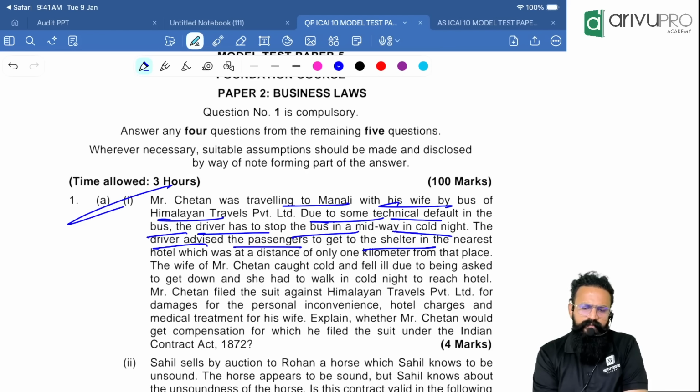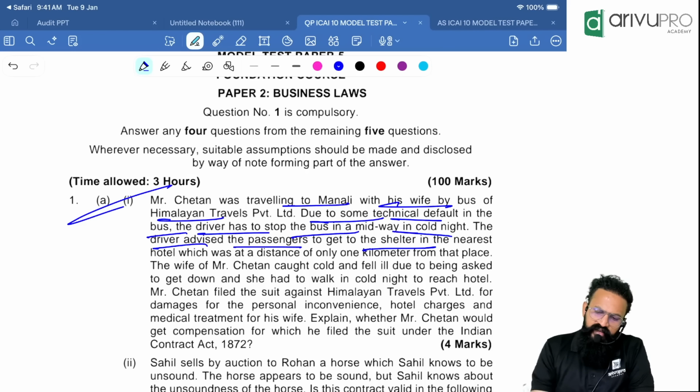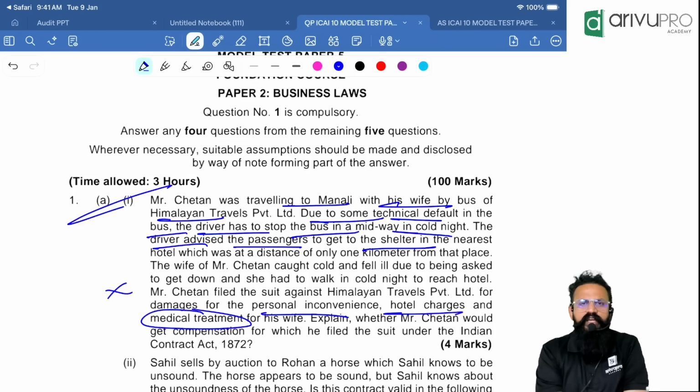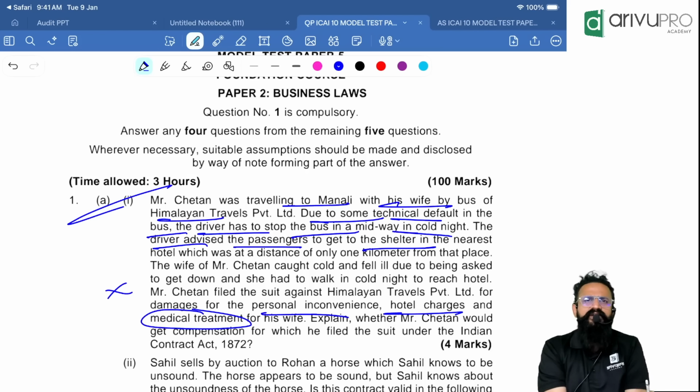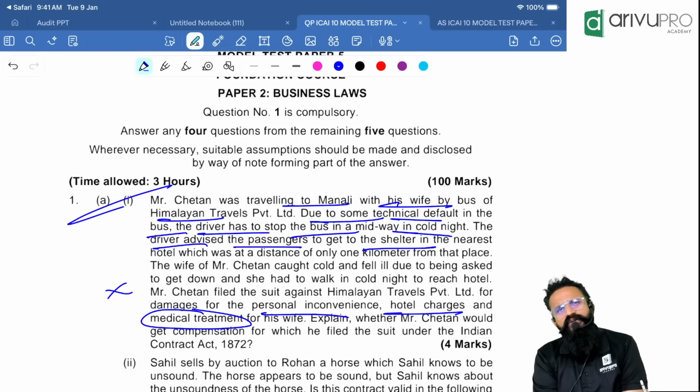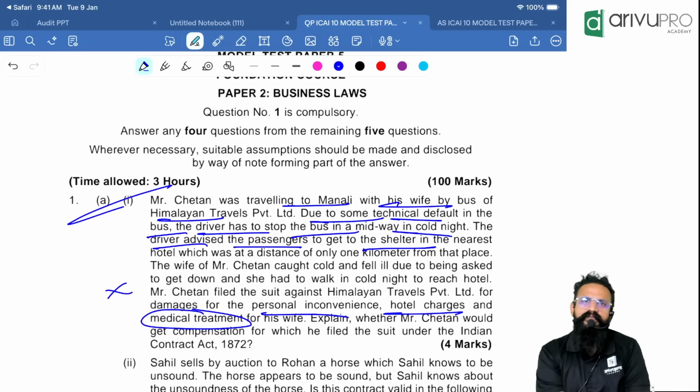Answer is, people, personal inconvenience, yes you will get. Hotel charges, yes you will get. Medical treatment, you will not get. Why? Ordinary damages. Whatever is directly proportionate you will get, not a far-fetched one. That day, people, let us take for example 100 passengers might have got down. Would everyone have got cold? No. So that means this is an exception scenario. Clear?